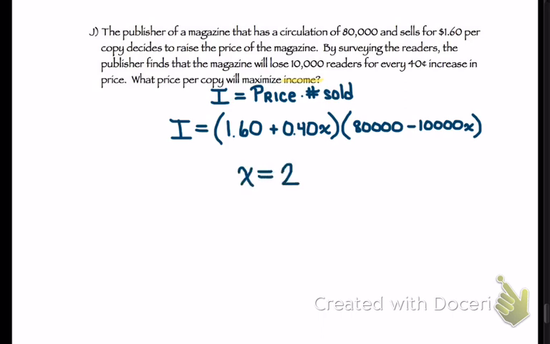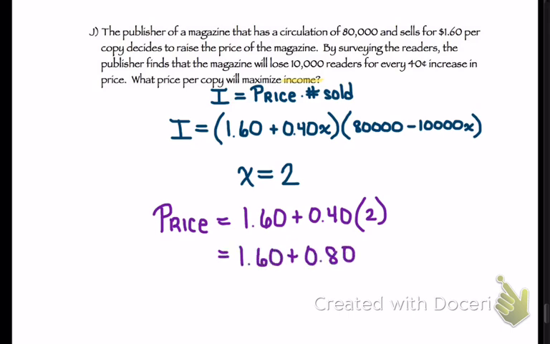So to figure out the price, I'm just going to look at the price function of that. $1.60 plus 0.40x. Well, I know x is 2. I'm going to raise it 40 cents twice. So 160 plus 80. It looks like the price per copy, I should start charging $2.40, and that's going to maximize my income.